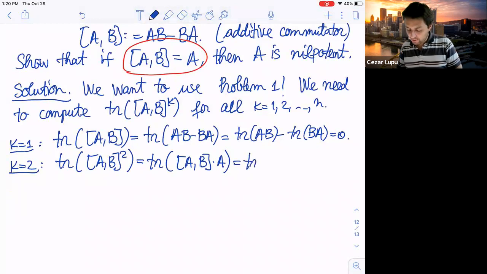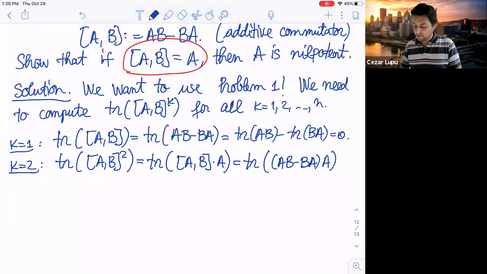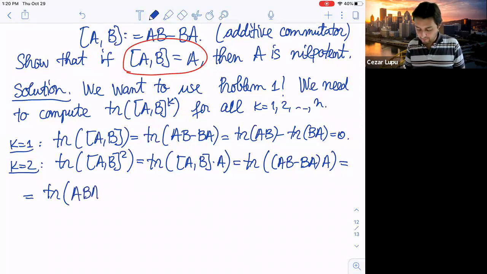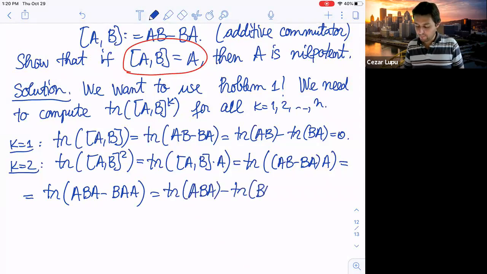And this would be the trace. If you look at it, this is [A,B]. Now we can write the bracket because the computations are easier this way. So this would be, and now we can multiply, the trace of ABA minus BAA, let's put it like this, which is the trace of ABA minus the trace of BAA.